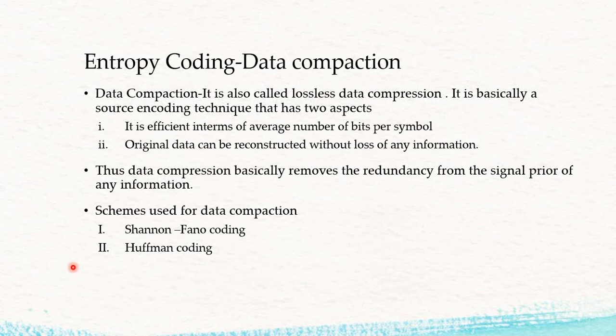Then entropy coding, which is also called data compaction or lossless data compression. It is basically a source encoding technique that has two aspects. First, it is efficient in terms of the average number of bits per symbol, and second, the original data can be reconstructed without loss of any information. Thus data compression basically removes the redundancy from the signal. So that is the job of entropy coding.